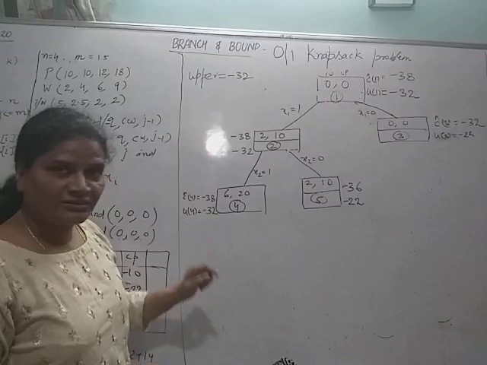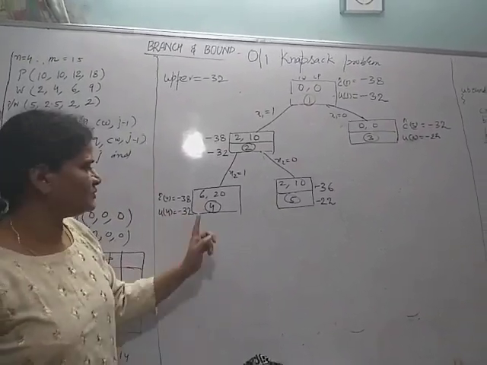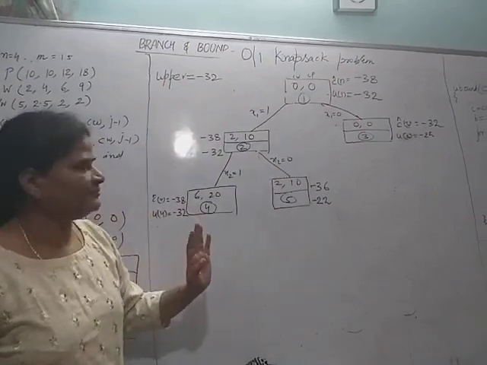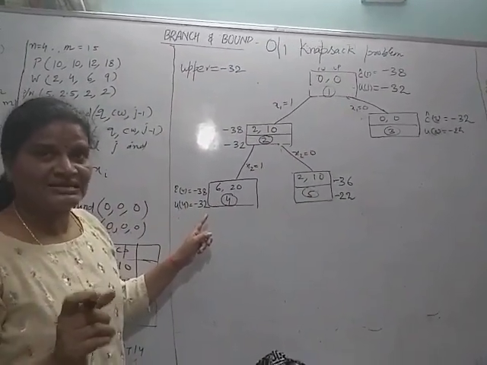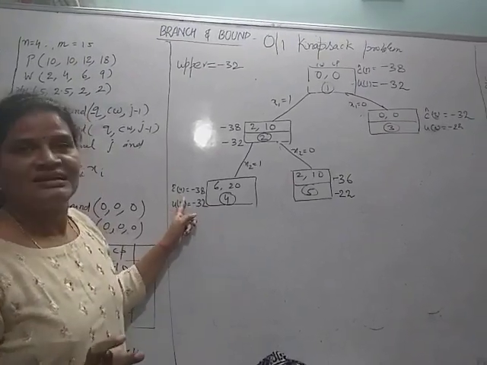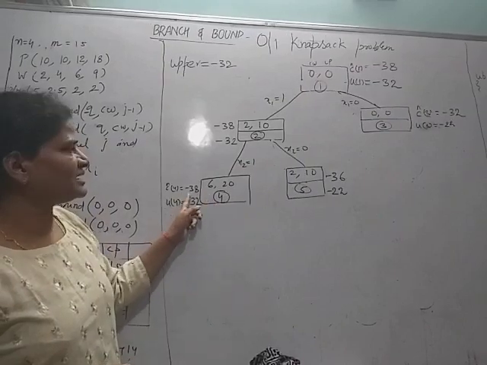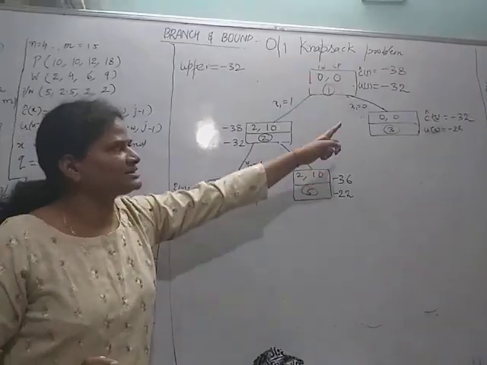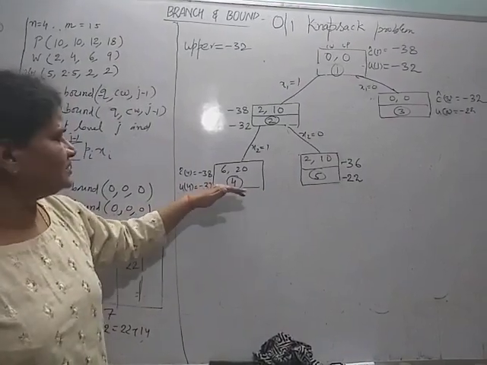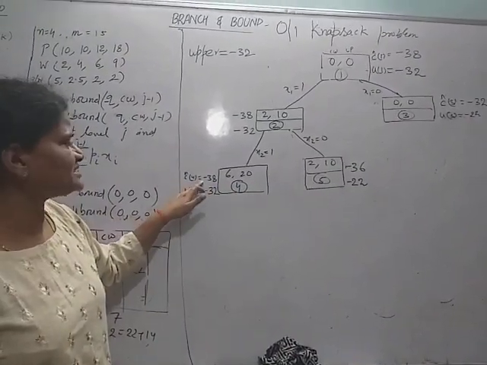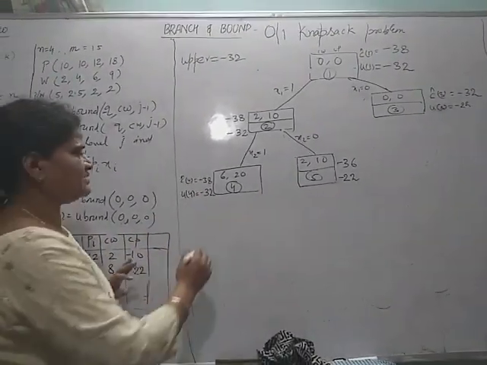Now at this point you have 3 live nodes: 4, 5 and 3. The next live node will be selected as the E node with the least C cap. So the least C cap is the fourth one: node 4 has minus 38, node 5 has minus 36 and node 3 has minus 32. So the live node with the least C cap, or least lower bound, will be selected as the next E node.